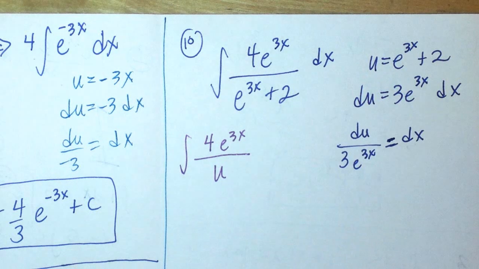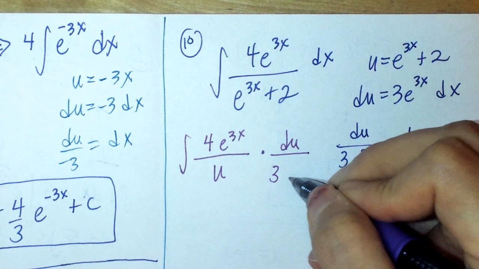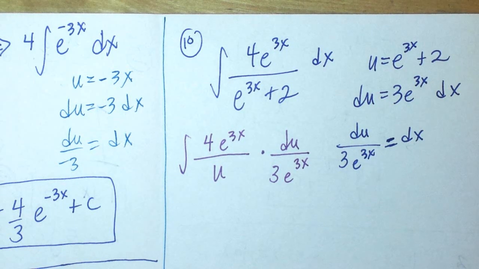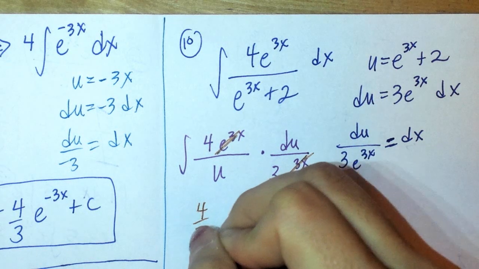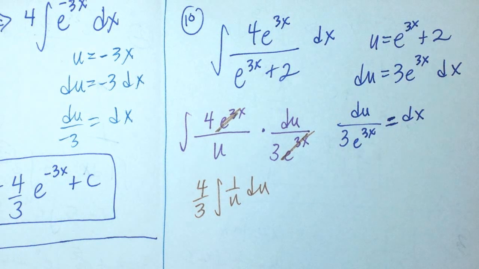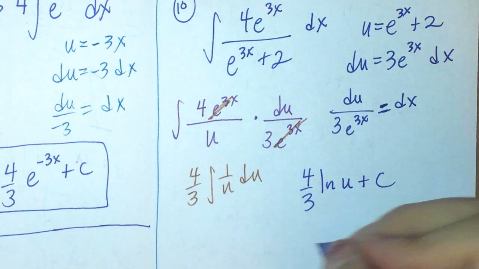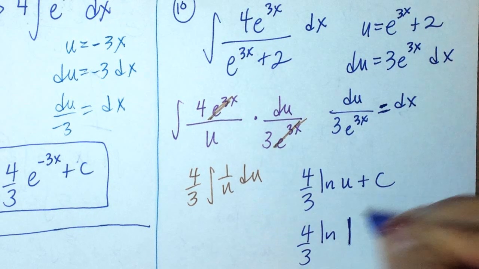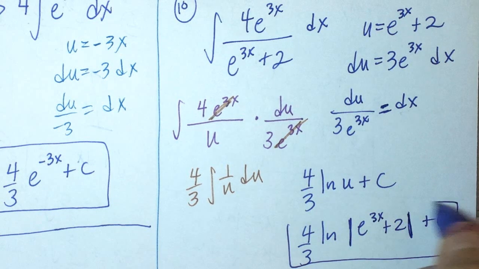This whole thing is what I made my u for the denominator. And then this is du over 3e to the 3x. So there's my dx when I substitute. If you guys see these guys right here, I'm trying to find a red marker. Here's the color. These guys cancel. I'm going to pull out my 4/3, so then I get 1 over u du. And I like 1 over u du because I know what that is. That's ln of u. So 4/3 ln of u plus c, which my u, I'm going to put my little bars, e to the 3x plus 2, plus c. Ta-da!